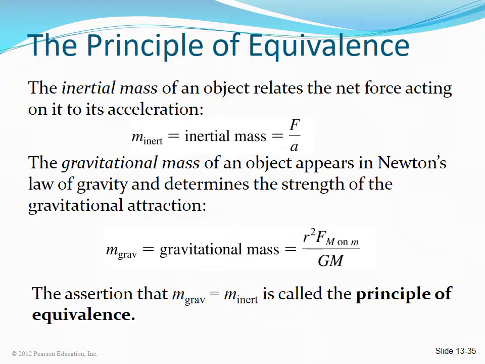The inertial mass of an object relates the net force acting on it to its acceleration. The gravitational mass of an object appears in Newton's law of gravity and determines the strength of the gravitational attraction. The assertion that the two masses are the same is called the principle of equivalence.